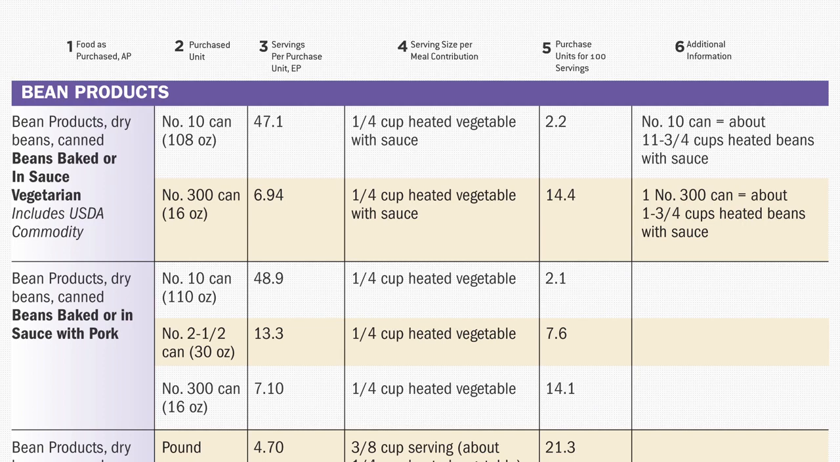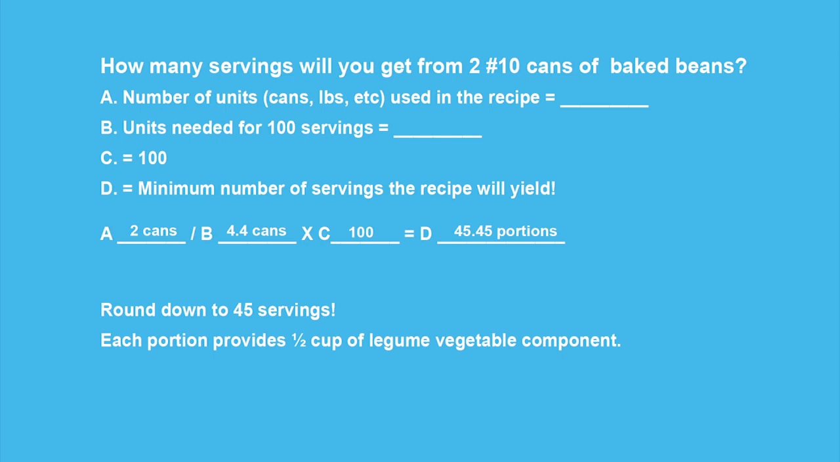You can see in column 4 that the serving size per meal contribution is 1/4 cup. So refer to column 2 to find the purchase unit, which is number 10 cans, and to column 5 for the purchase units for 100 servings, which is 2.2 number 10 cans. Since the 2.2 cans is for 1/4 cup portions, you will double the amount needed for the intended half-cup portions to 4.4 cans. Fill in the blanks and perform the calculations like this.